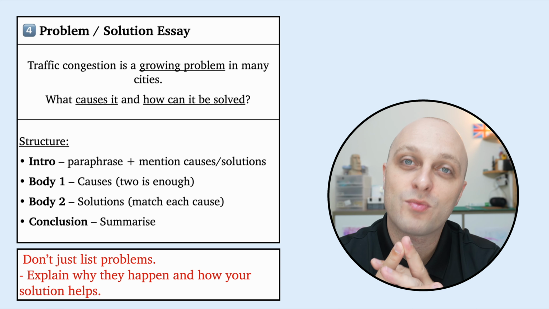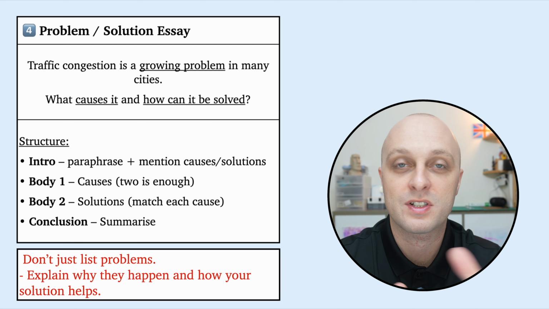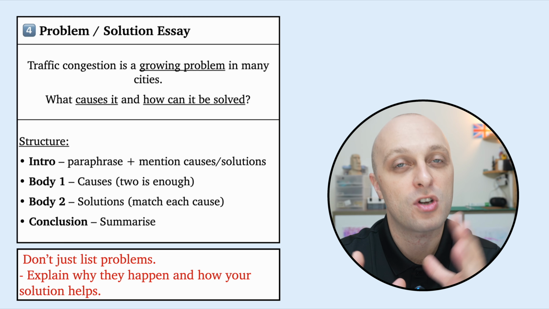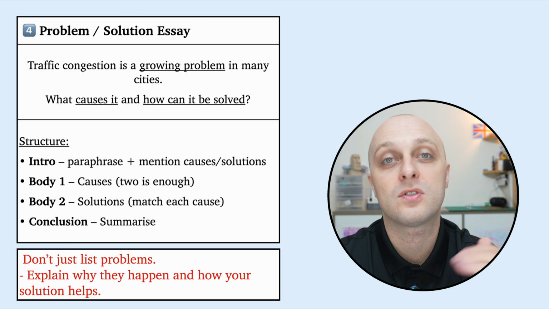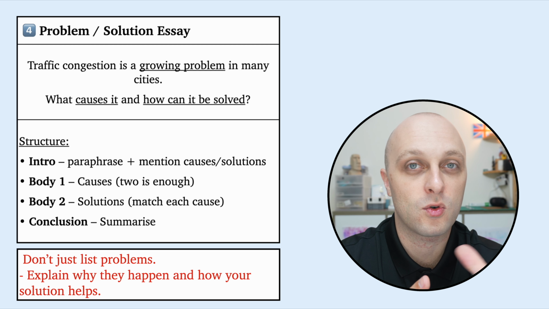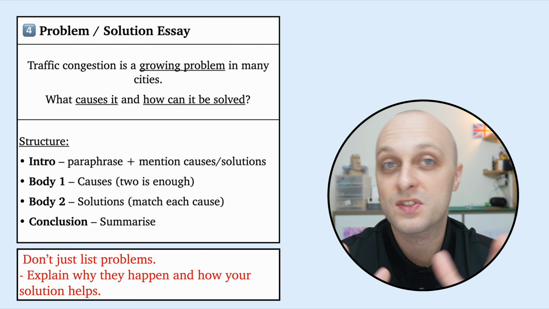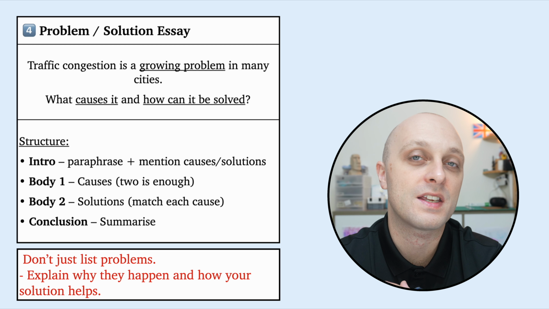Don't just list problems. Explain why they happen and how your solutions help. Something students often forget at a band 4 to maybe a 6 is they just list the problems without thinking of causes or how their solution directly solves or fixes the issue.